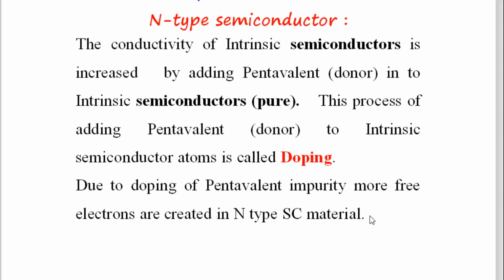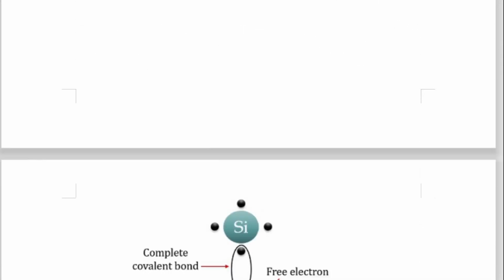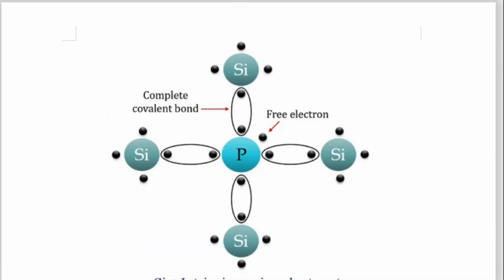SC means semiconductor material. And we'll see that slide. So here, this is very important. This center atom, earlier it was silicon. Now, in that structure of pure silicon, we have added one atom of pentavalent impurity, and this P stands for phosphorus.